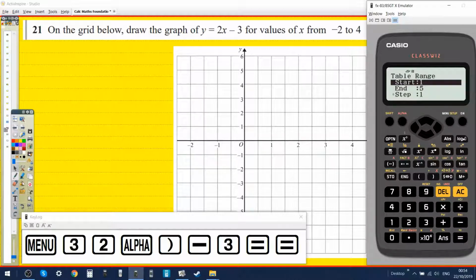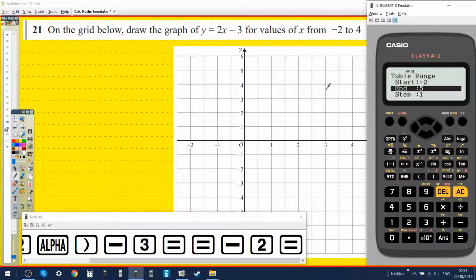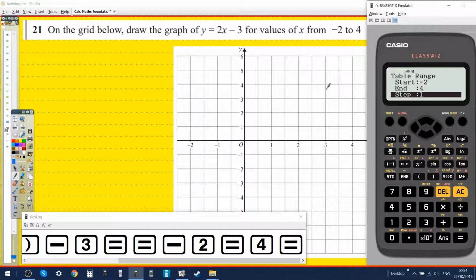Press equals again. The question says start from minus 2 and end at 4. Minus 2 equals, end at 4 equals. And this is actually, look at this thing, it's going up in steps of a half. I'm not bothering with the half. I just do 1. Step of 1. There you go. Look at that. That's the answer. It's giving you all the coordinates.